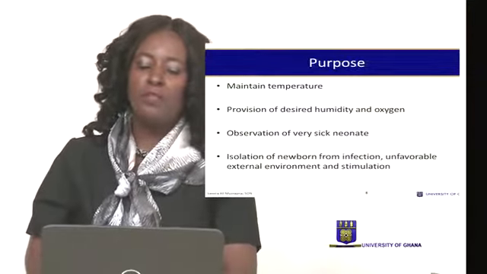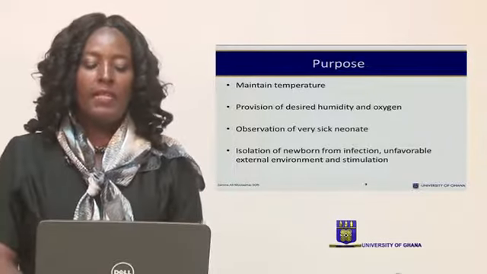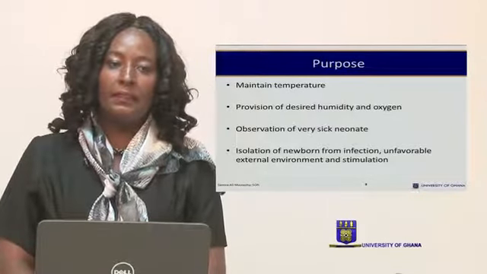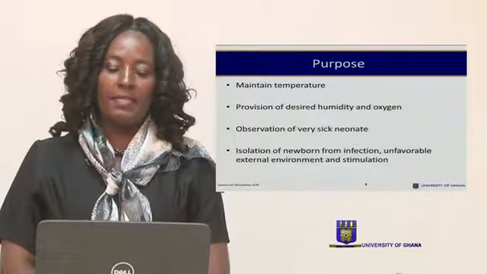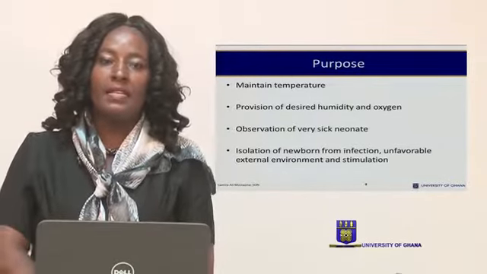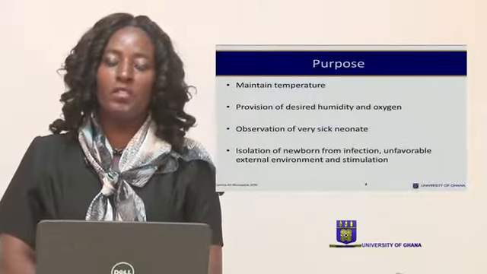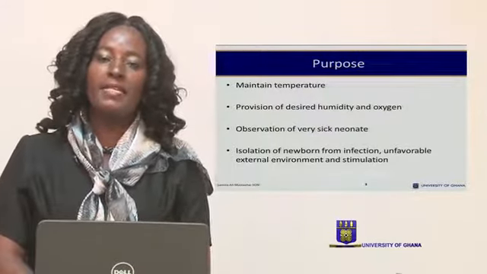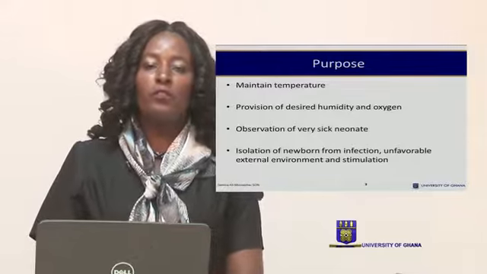What is the purpose of this? The purpose for which we keep our babies in the neonatal intensive care unit is to maintain the temperature that mimics the uterine environment, to promote the development that they missed, especially in the case of the preterm infants. And then also provide the desired humidity and oxygen, because the device, the incubator, has humidifiers and also outlets for the provision of oxygen, and also for the observation of the skin, because the incubator is a transparent rigid plastic bassinet that allows you to view the baby through it.